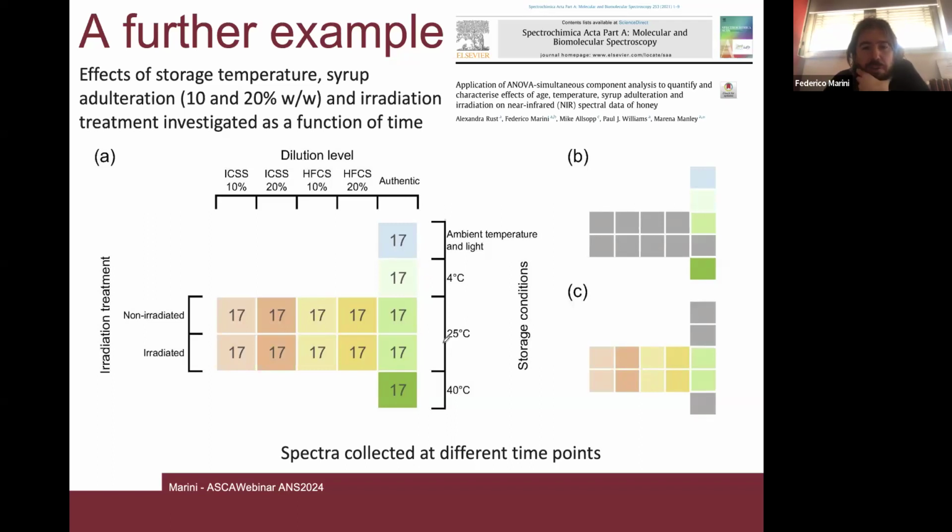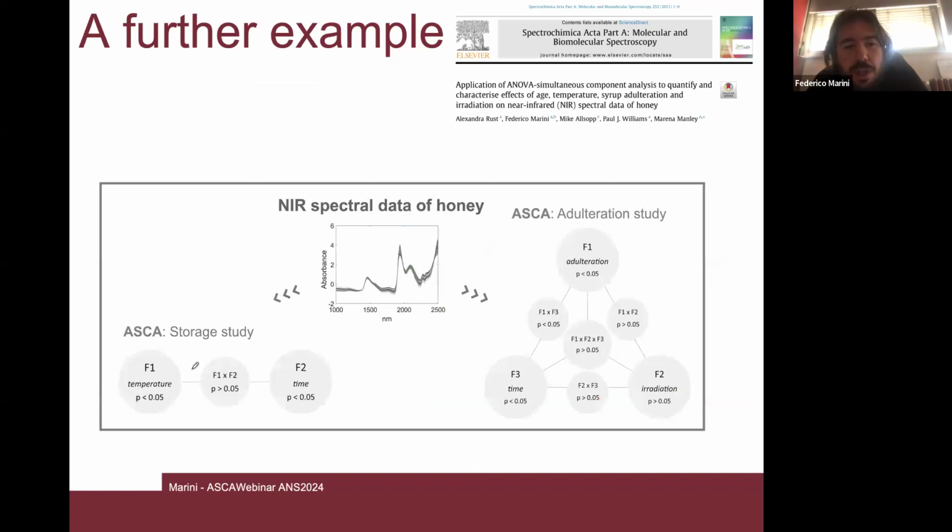kept at 25 degrees for this other sub-design. And for each of these conditions, the effect of time was also considered. You see, for the two studies, for the storage, only the two main factors were considered statistically significant, temperature and storage time. And for the adulteration study, irradiation was considered not to be significant, and only adulteration, time, and their binary interaction were considered significant.